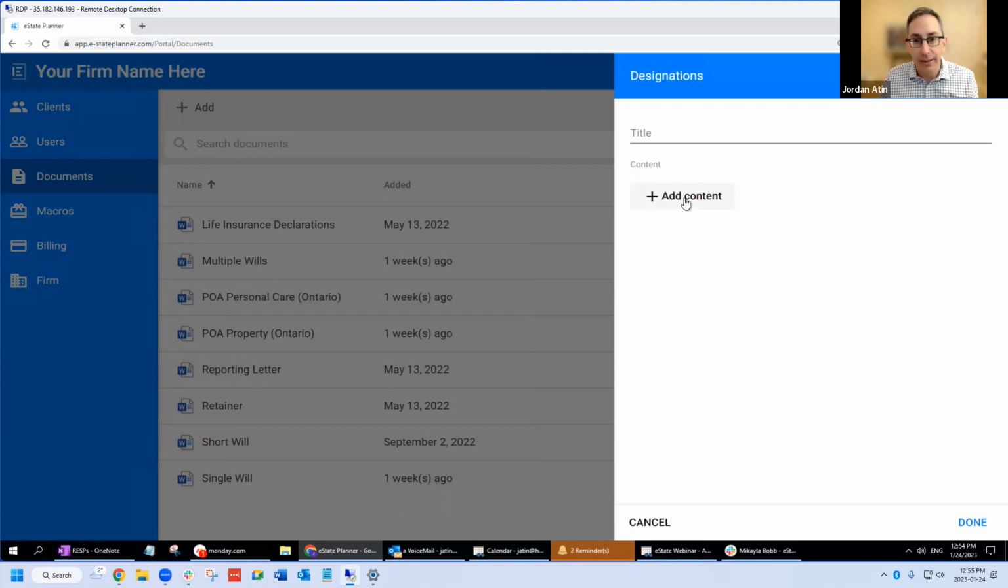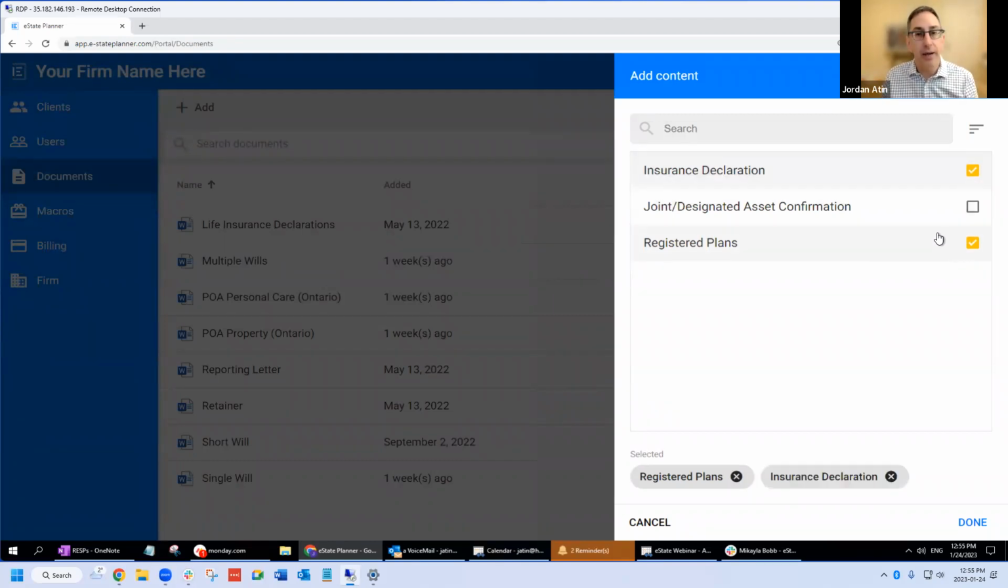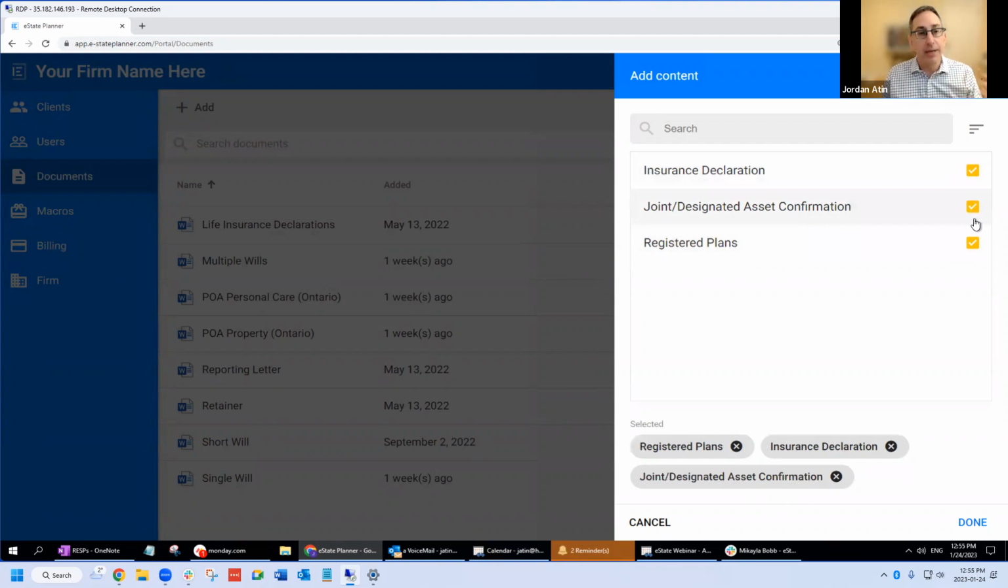So we add content here, and we now allow you, if you prefer, to include not only your registered designations for RSPs and TFSAs, but life insurance declarations in your will. So my preference was always a separate document, an insurance declaration. But many people like to just put it right in the body of the will. And so you can do that by just clicking that and including that. And same for our old joint and designated asset confirmation. So if I want all three of them to appear by default in my will, it will do that.